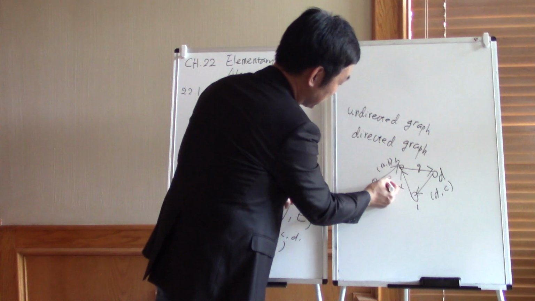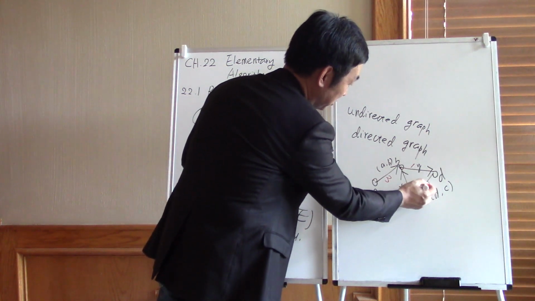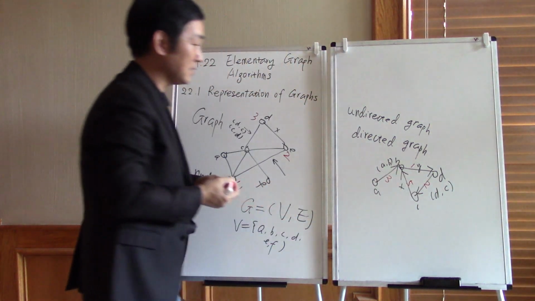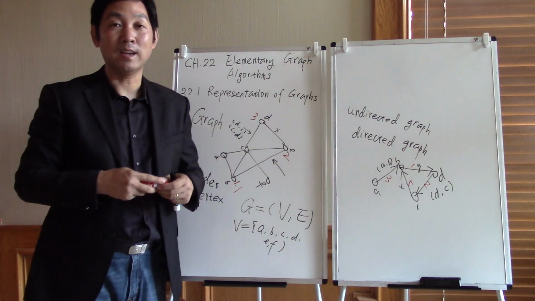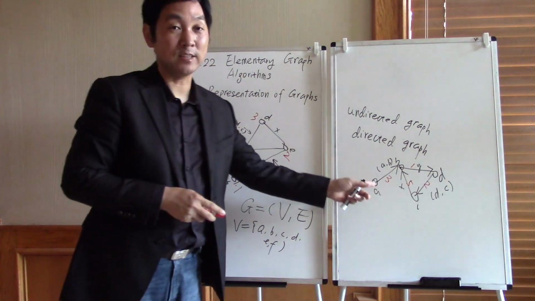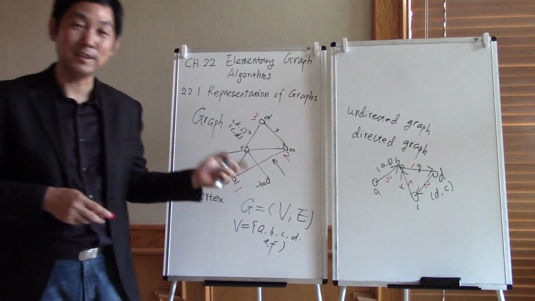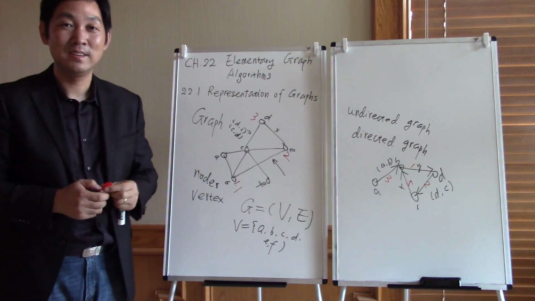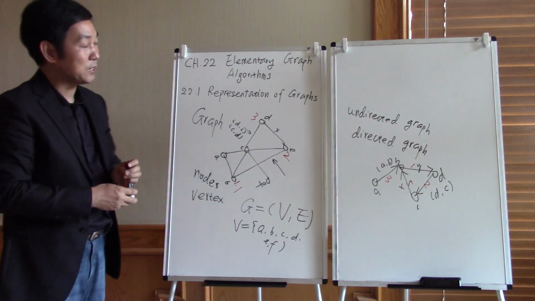Maybe this edge has weight 3, maybe this edge weight 1 and 2 and 5. In this case, it's a weighted graph where edges have weights, and we call it an edge-weighted graph. Okay, so this is the concept of weight. All right, now let's look at some special graphs.